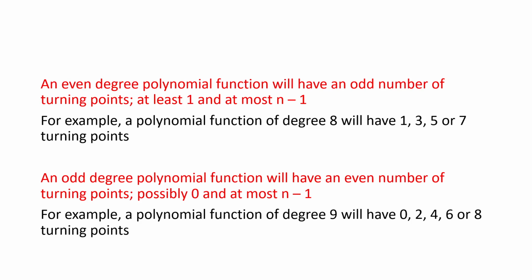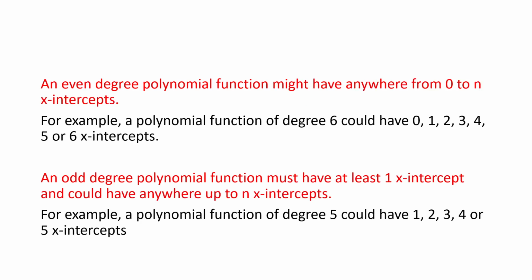An even degree polynomial function will have an odd number of turning points, at least one and at most n minus 1. So for example, if I have a polynomial function of degree 8, there will be 1 or 3 or 5 or 7 turning points. An odd degree polynomial function will have an even number of turning points, possibly 0 and at most n minus 1. So a polynomial function of degree 9 would have 0, 2, 4, 6, or 8 turning points.